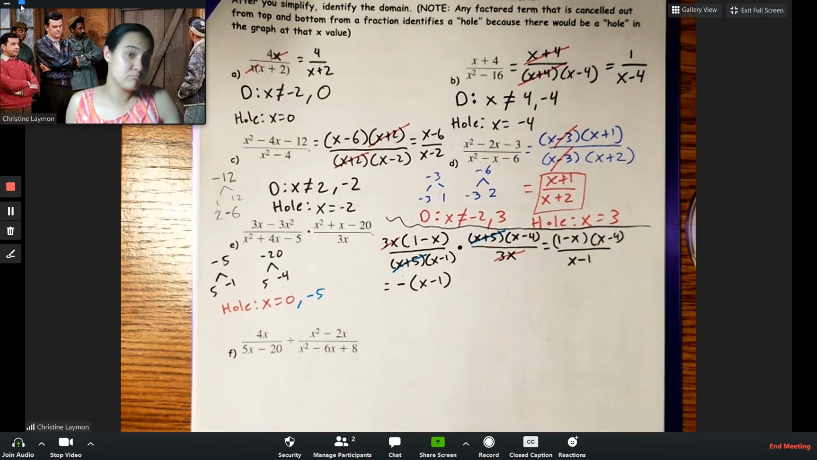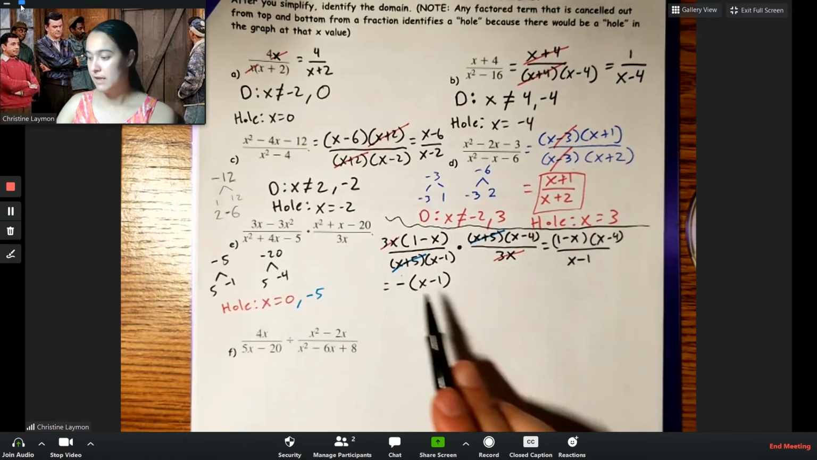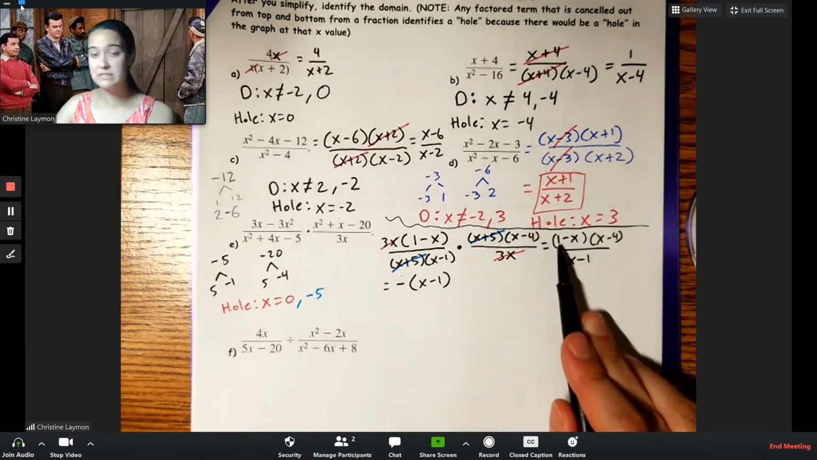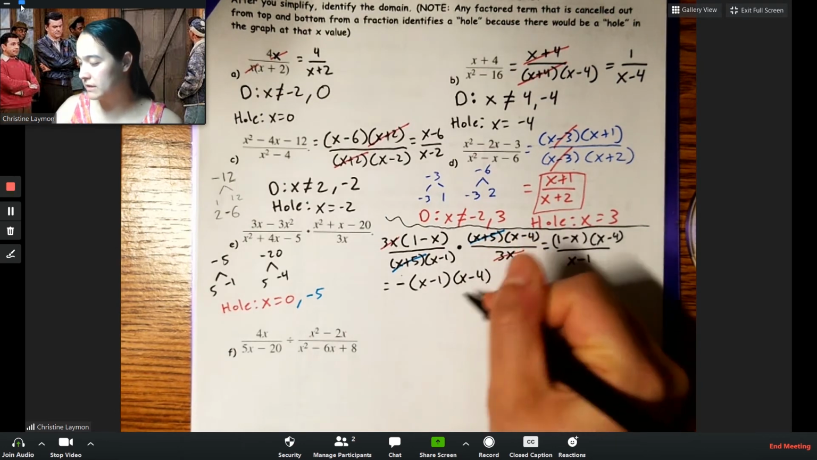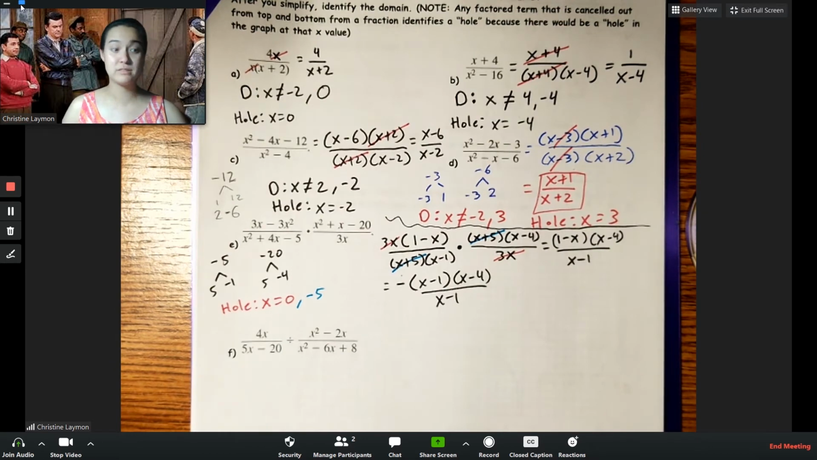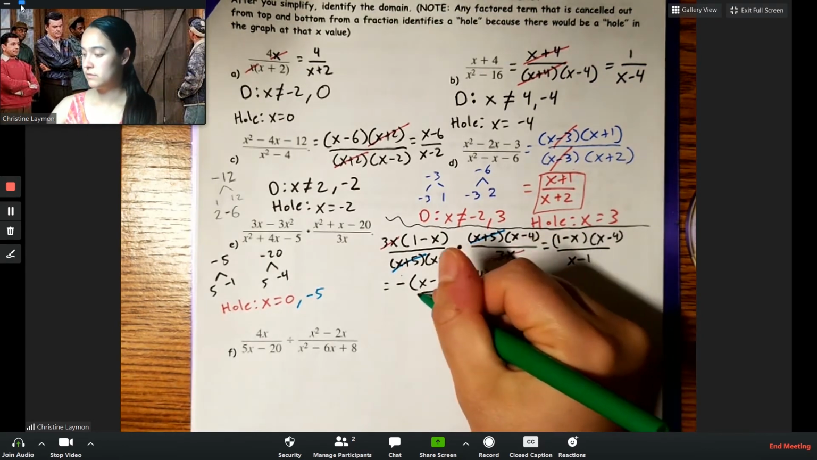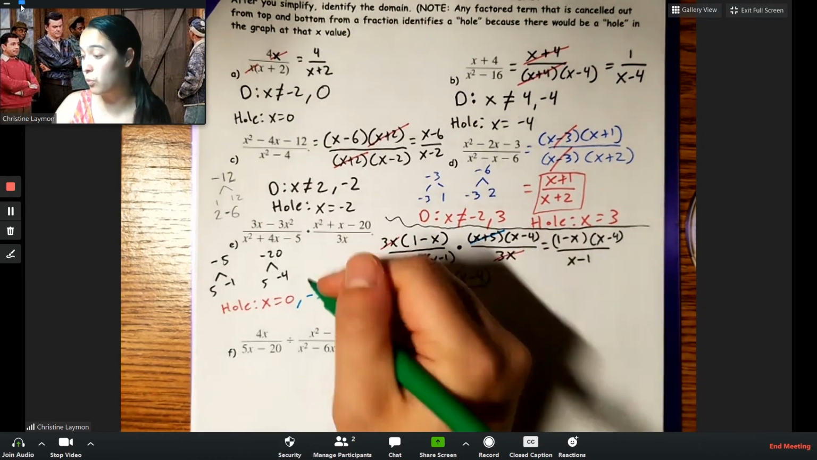Don't believe me? Check it. Negative times x is negative x. Negative times negative 1 is positive 1. I then have x minus 4 and x minus 1, and now I can tell that those things do cancel out. So I'm going to go ahead and cross off those x minus 1s, which means I have another hole at 1.